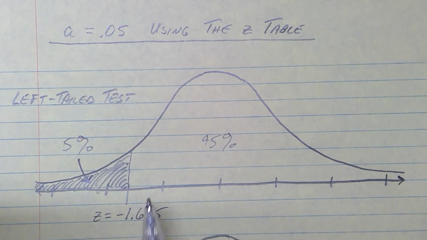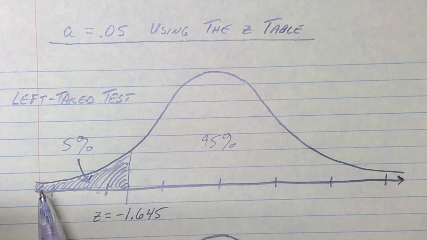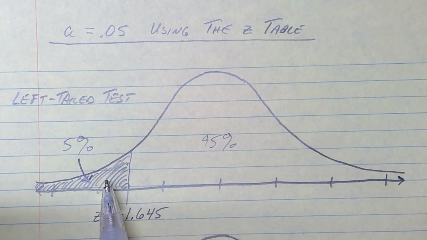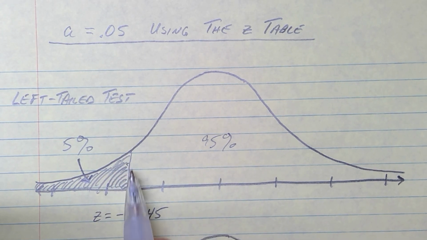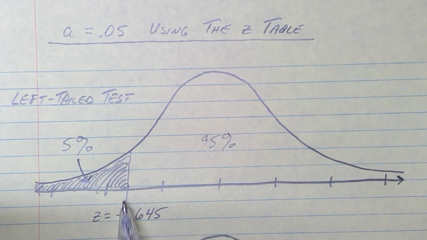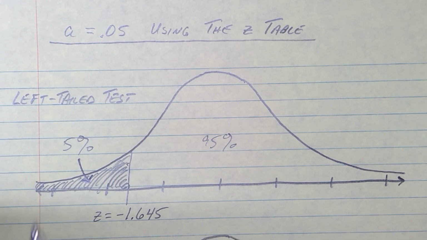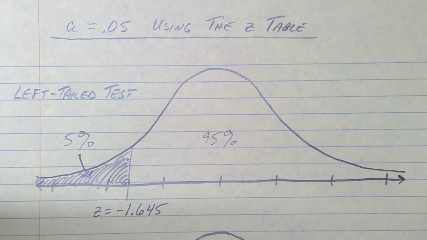And if we're using 5%, we need to figure out what z number to start coloring to the left. If we want 5% of the area here in the shaded area and 95% on the right, I need to draw this line at the z number that leaves 5% to the left. And there's several ways to do it. Most people just use a table.